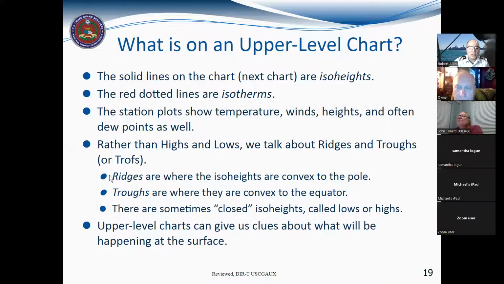That's a ridge. The troughs are where a lot of the heavy weather happens, right in front of the troughs, where they're convex pointed to, in our case, the south, towards the equator. There are sometimes closed iso heights, which would be called highs or lows, and upper level charts can give us clues about what will be happening at the surface.